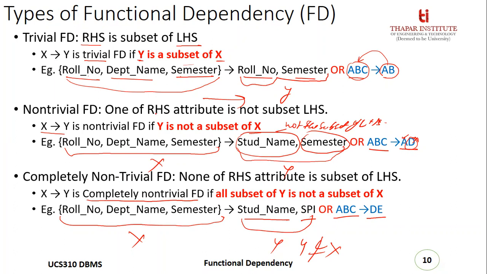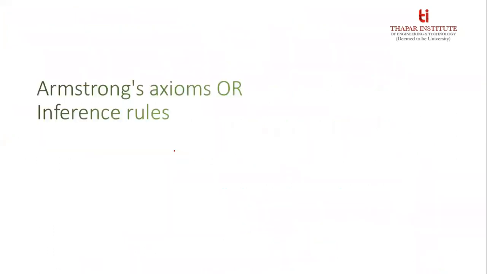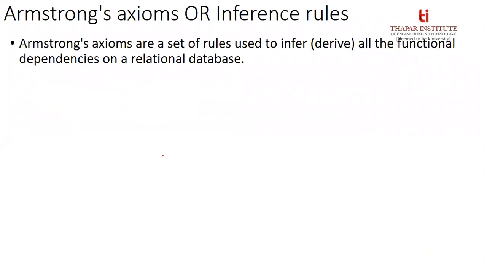Whenever we are focusing on FDs, basically trivial dependencies we will not care about. These are default dependencies. They will be available anytime, but we will be mainly focused on the non-trivial or completely non-trivial FDs. Okay, so now we are focusing on the different inference rules. These rules we have discussed in the last class also. Now again I'm briefing it.